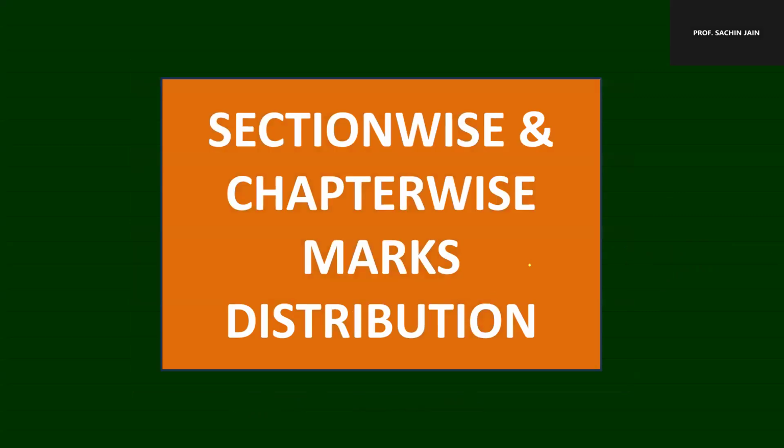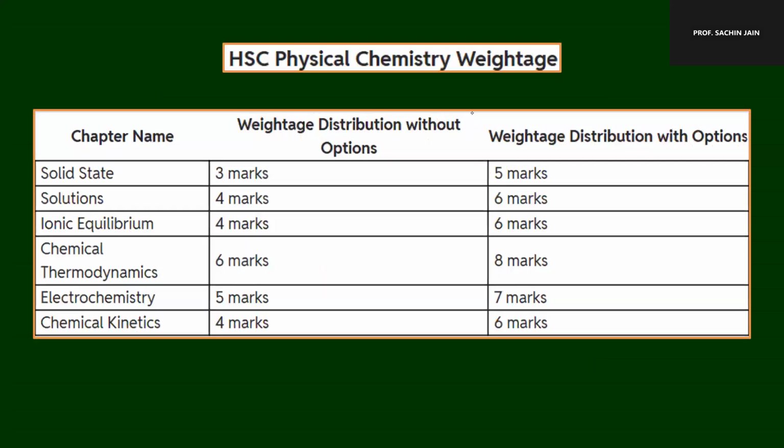Now, section wise and chapter wise marks distribution. So total in HSC you have 16 chapters which are divided into 4 sections. The first one is physical chemistry. So you have 6 chapters in physical chemistry. The second column gives you the weightage. It's a fixed weightage which is defined for the board's chapters. So the weightage without options and the weightage with options. So solid state, the very first chapter, this is only for HSC. It means this chapter is not in your NEET.